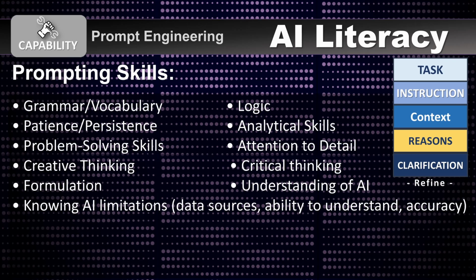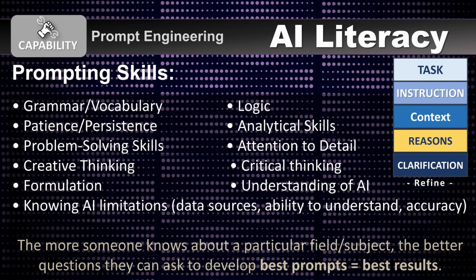Knowing AI limitations, data sources, ability to understand accuracy. Here's a key thing to really make sure that everyone understands: the more that someone knows about a particular field or subject, the better questions that they'll be able to ask to develop the best prompts, which equal the best results. So it isn't a matter of AI is going to solve everything for us and we don't need to know anything. No, the more that we know and the better that we are within our fields, the better we'll be able to ask questions, which will then lead to better prompts, which would be better results.